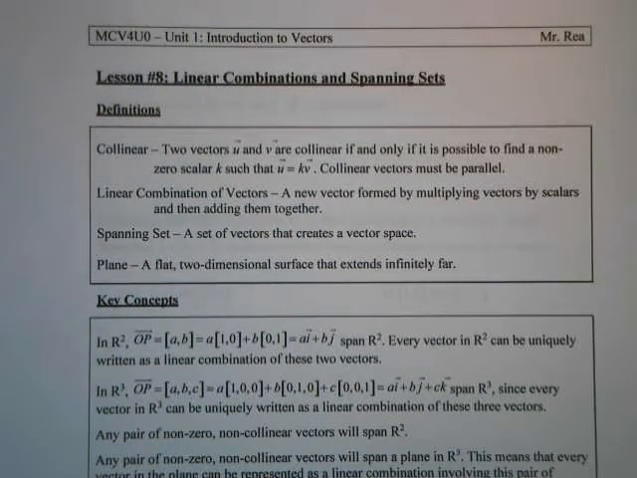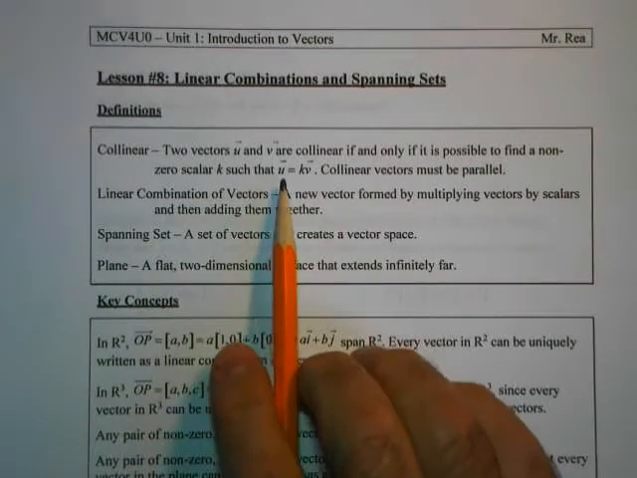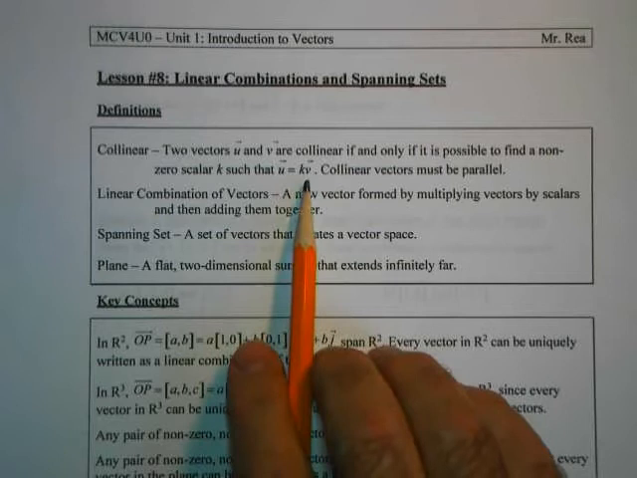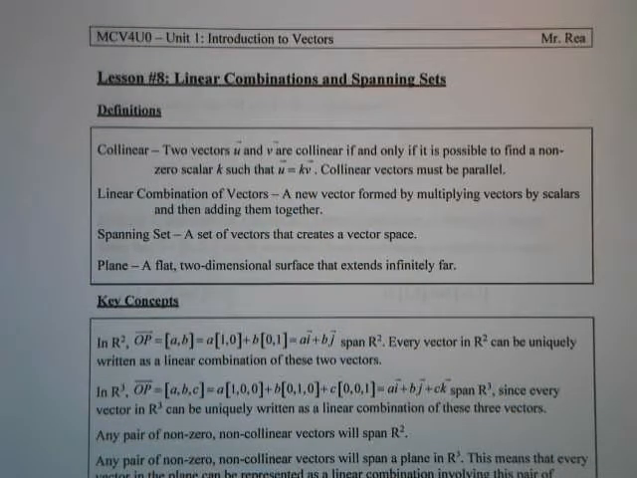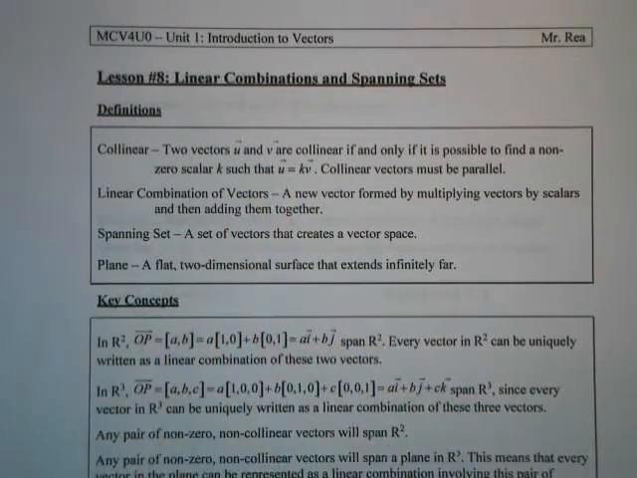So collinear: two vectors, call them u and v, are collinear if and only if it's possible to find a non-zero scalar k such that u is equal to k times v. Collinear vectors must be parallel. Collinear is just another way of saying you can create one vector from the other by using a scalar multiple. So by definition, collinear has to be parallel as well.